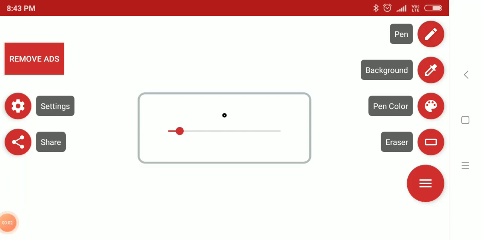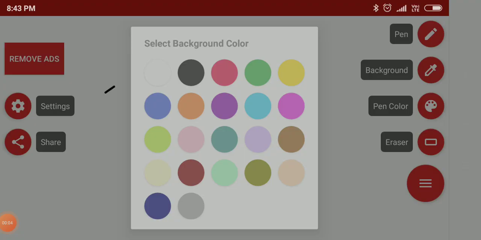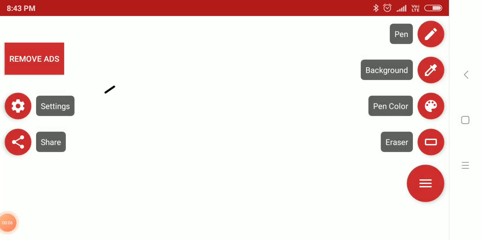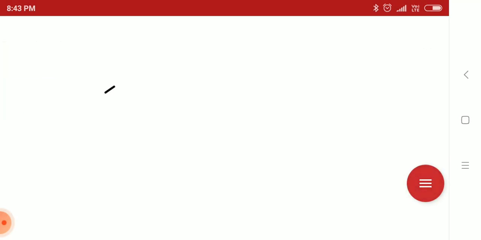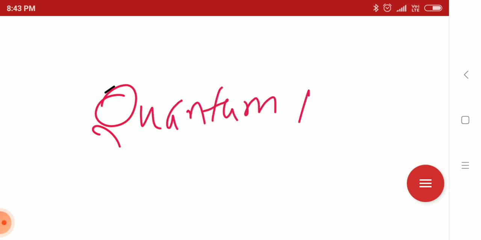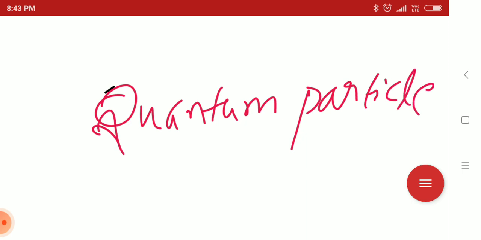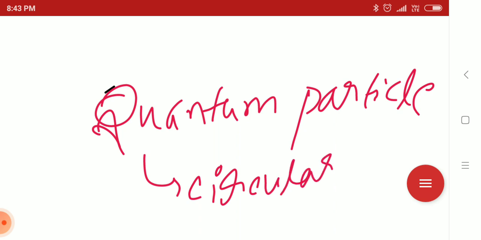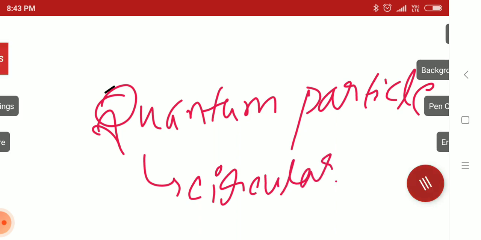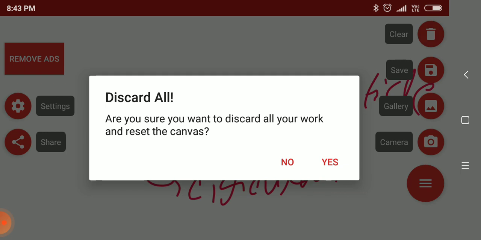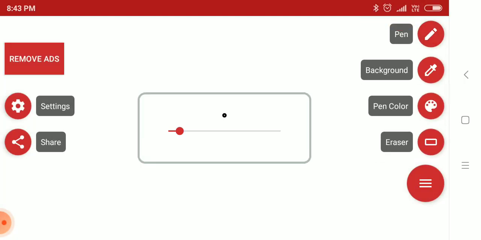Friends, today I am going to discuss a quantum particle moving in a circular orbit, or in a ring. A question about this problem has come in the JEST exam, so today we will discuss it.